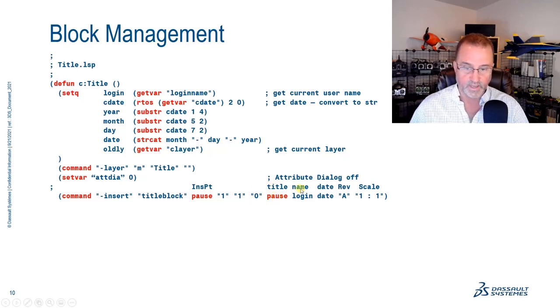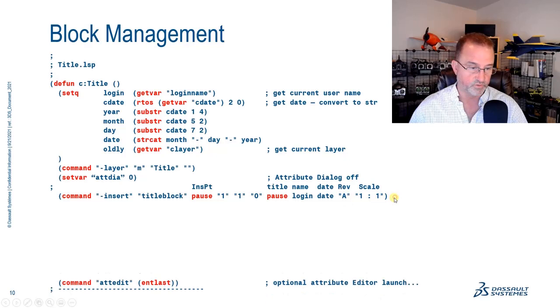in this case, I've specified with a comment line to note the attributes that are going to show up in the order. I'm going to pause for the title. I'm going to put in the login name, the date, and then the revision and the scale. Now, these could be predetermined or could be defaults inside of those attributes, but in this case, I'm actually forcing the value in. So you could always change this and override whatever the current value is for those attributes.